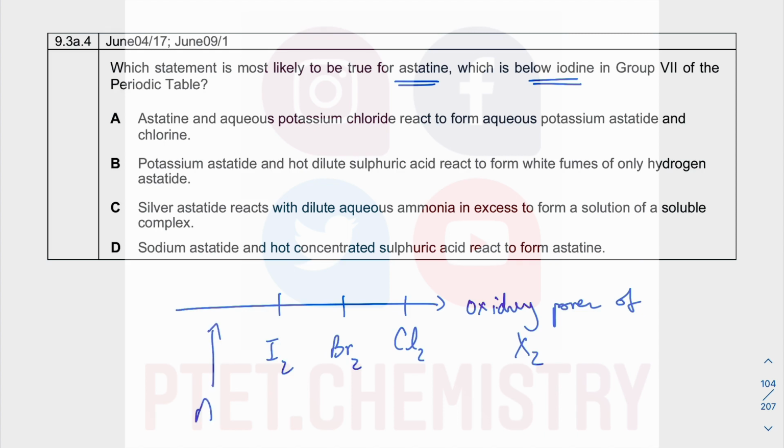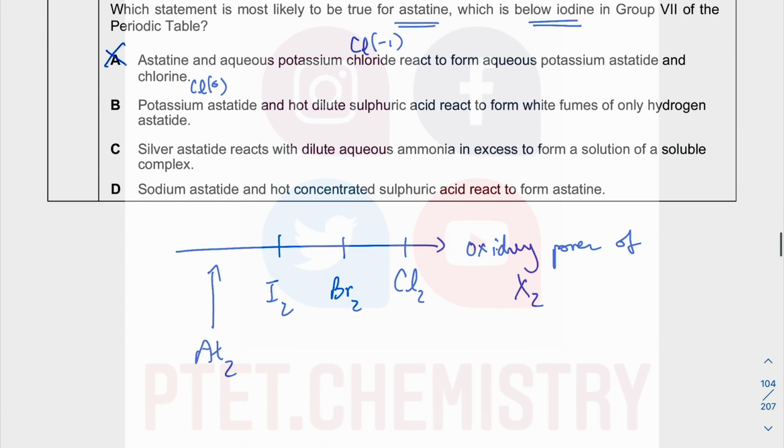So if you have astatine, it should be there, which means that astatine and chloride, okay, what you are saying is this is Cl minus 1 and this is Cl0. Is astatine a good oxidizing agent? Can it oxidize chlorine minus 1 to chlorine 0? The answer is no. It's a weaker oxidizing agent than chlorine. Chlorine can oxidize astatide, which is At minus 1, to At2, but this cannot oxidize Cl minus to Cl0, okay, based on this scale that we know very well.